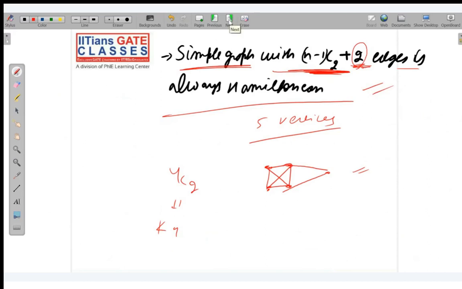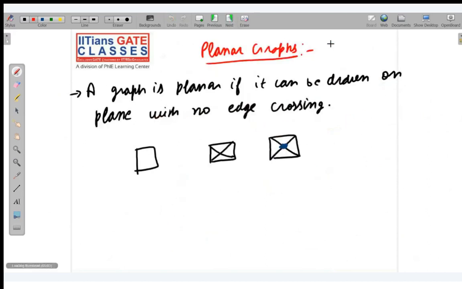So the next topic is planar graphs. Let me check the time. Okay, we have 10 minutes left, so we start the topic.